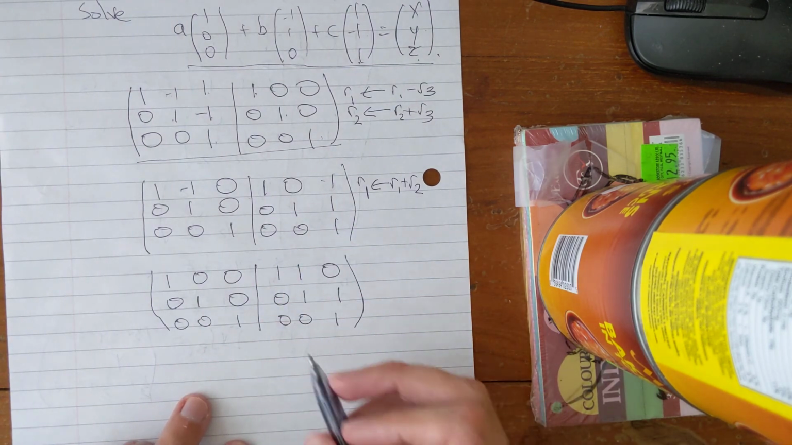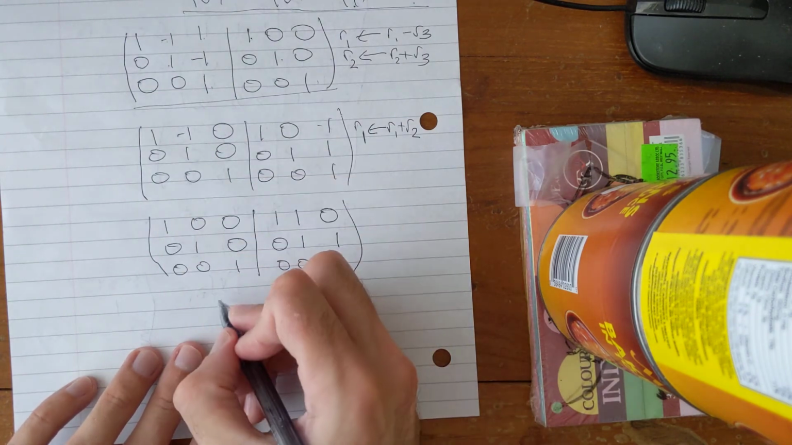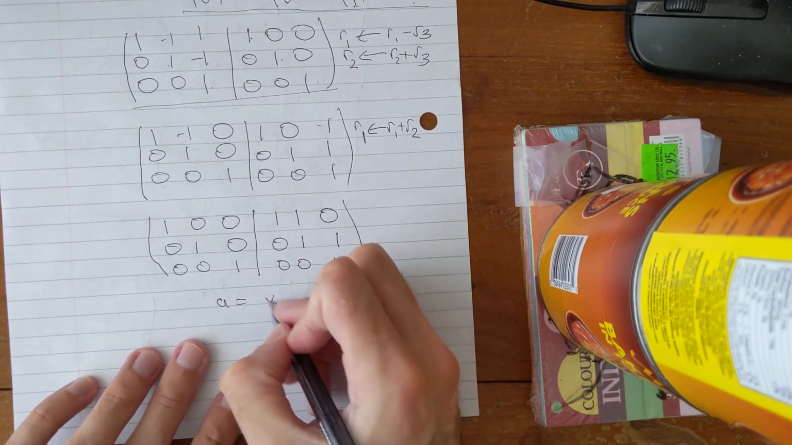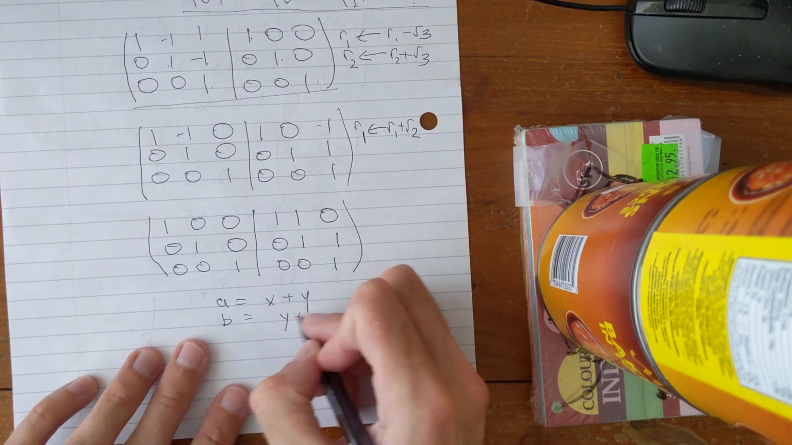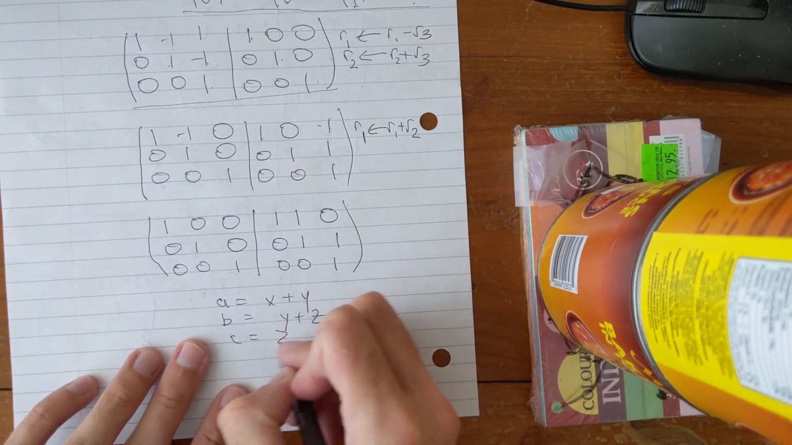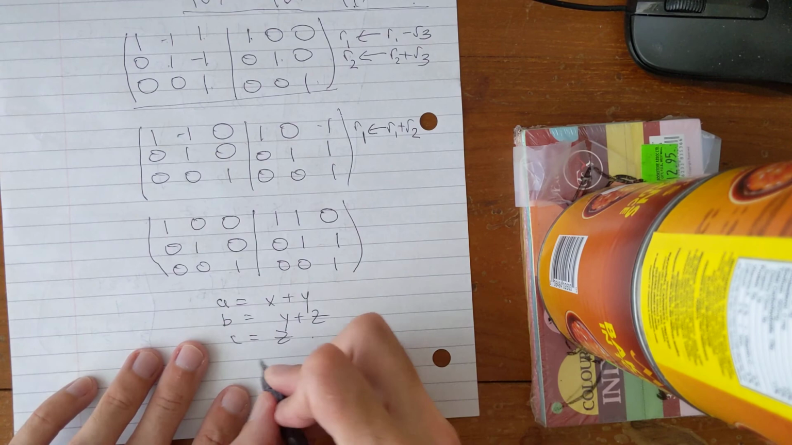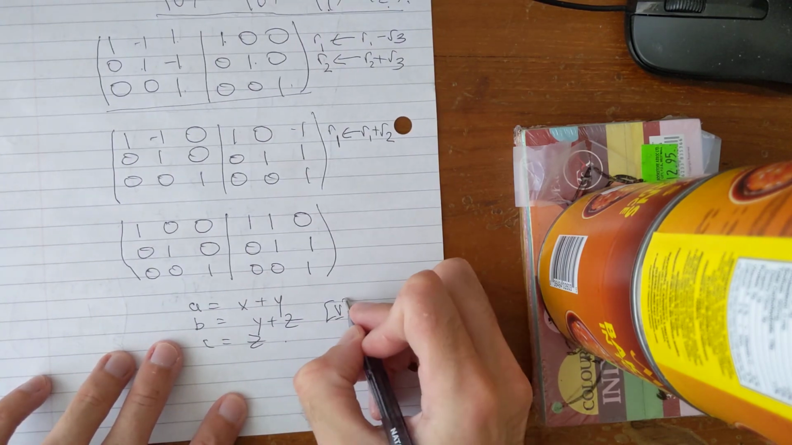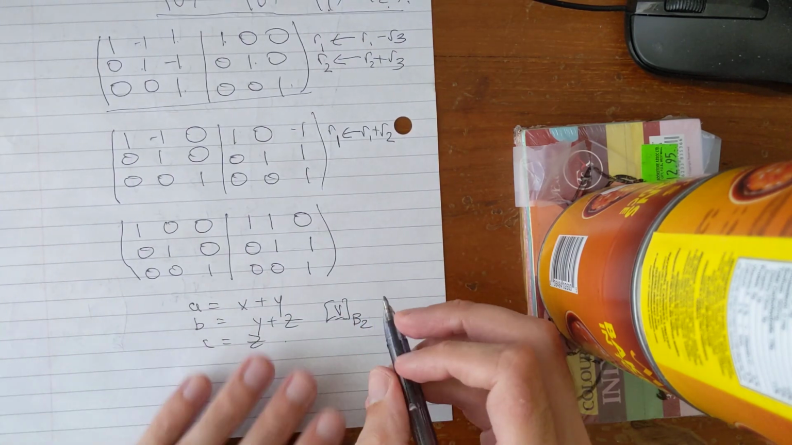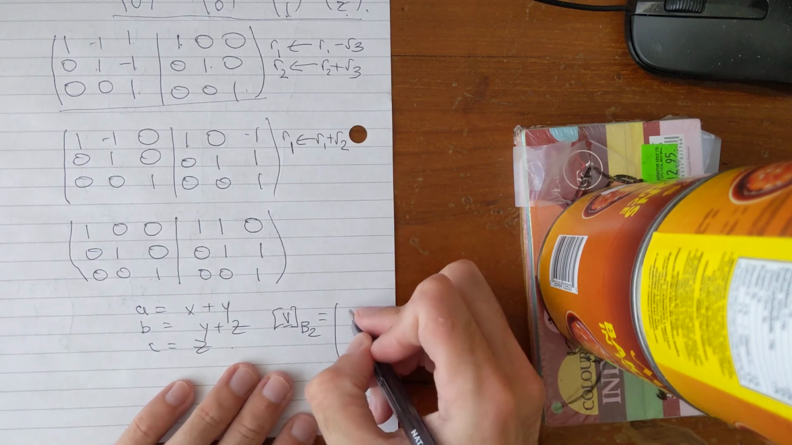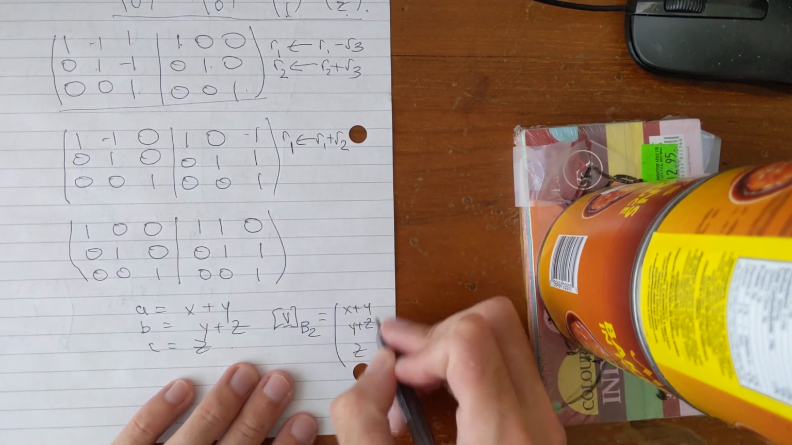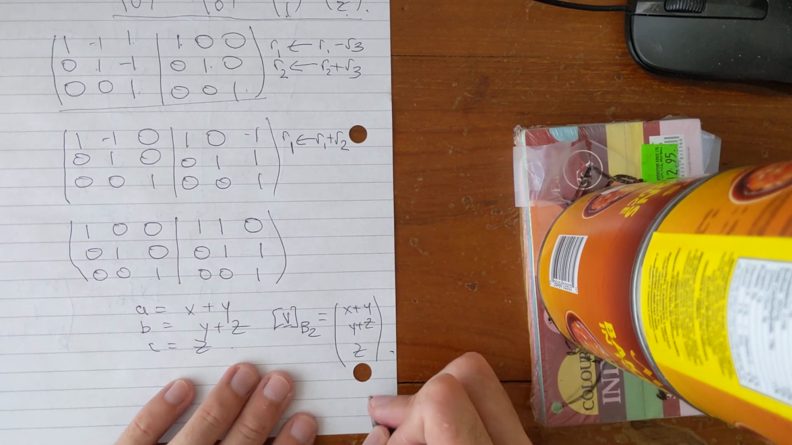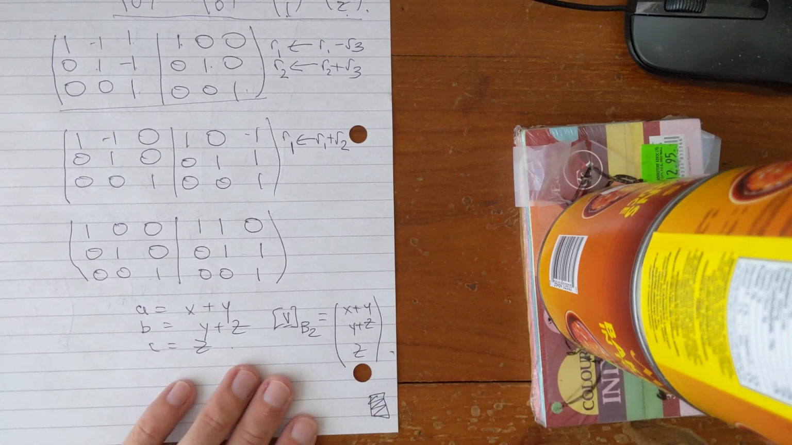now we can say that the solution to our original system is a equals x plus y, b equals y plus z, c equals z. Okay, so the coordinate vector of v relative to b2 is just x plus y, y plus z, z. Okay, and then we found the coordinates, the end.